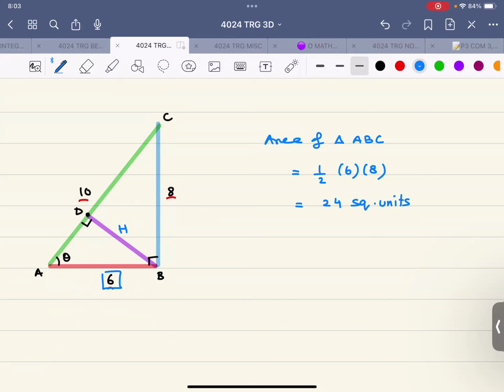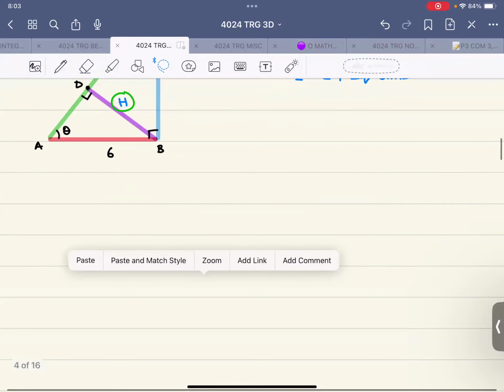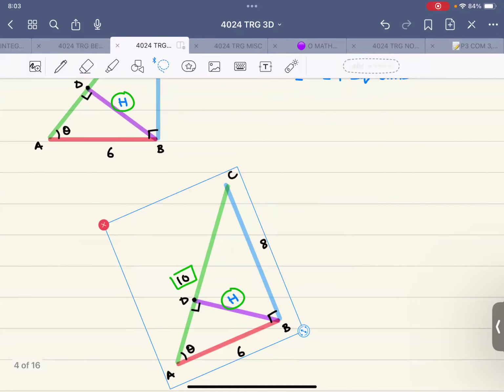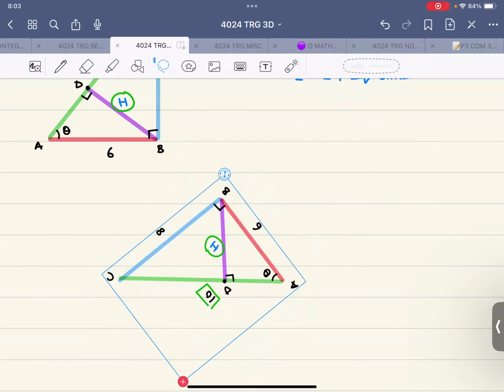Now, this 10 is already known. So let me just remove this thing and remove the red line, remove this and this. Now, let me focus on this thing. That is this value, which is 10. And this value is h. If I take this triangle and copy it and paste it over here and turn it around, just don't forget about the dimension.